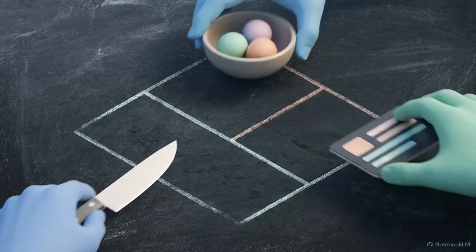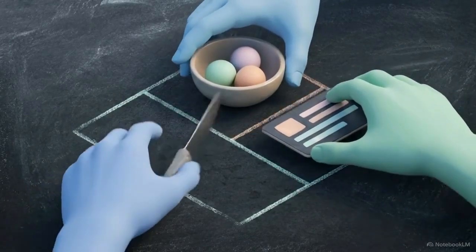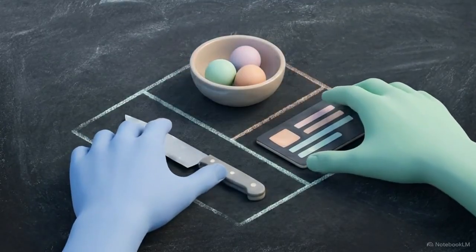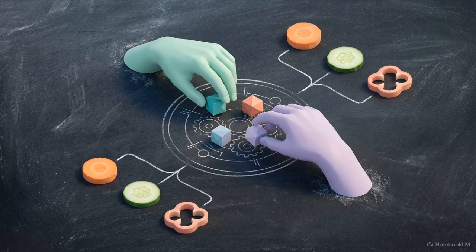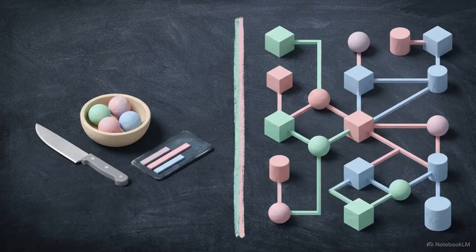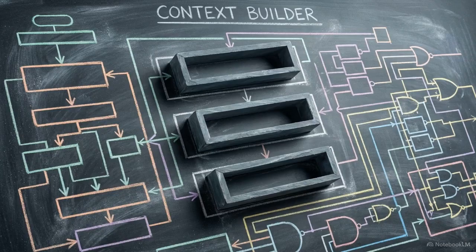Here we see a chef organizing their station, which perfectly illustrates the concept of mise en place. Before the cooking begins, the chef gathers the exact recipe, the specific knives, and the pre-measured ingredients. Context engineering does exactly this for an AI agent before executing a single line of reasoning. The system dynamically gathers several specific components.